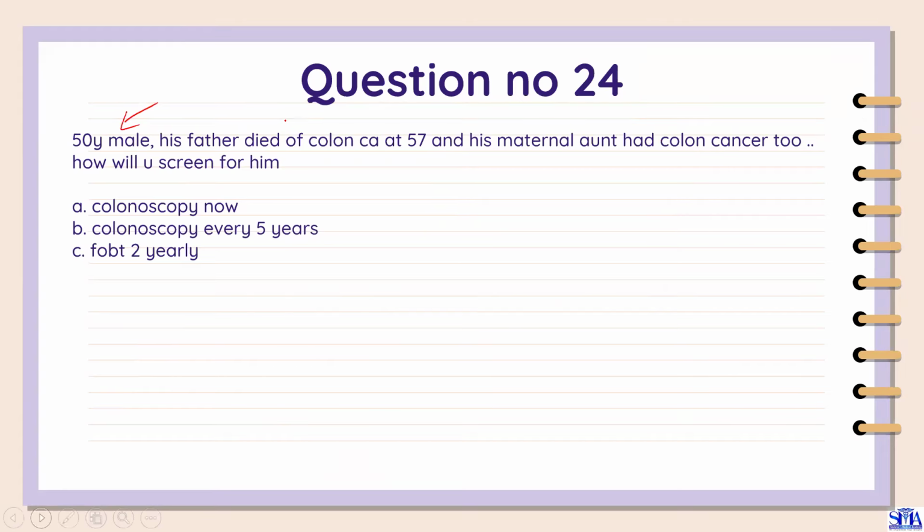50-year male, I think we are also short of time, father died of cancer at 57, maternal auntie had colon cancer too. How will you screen them? I think we'll have a class on screening, or maybe it was already shared in the video channel in the last batch. So we will guide you on that screening class this time too. But this one: censored at 50 and father died at 57. So what do you think?